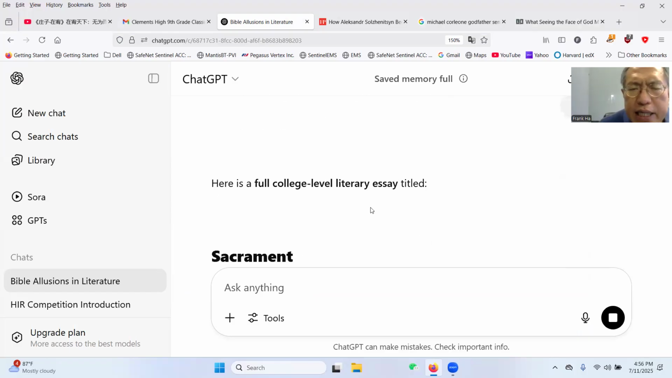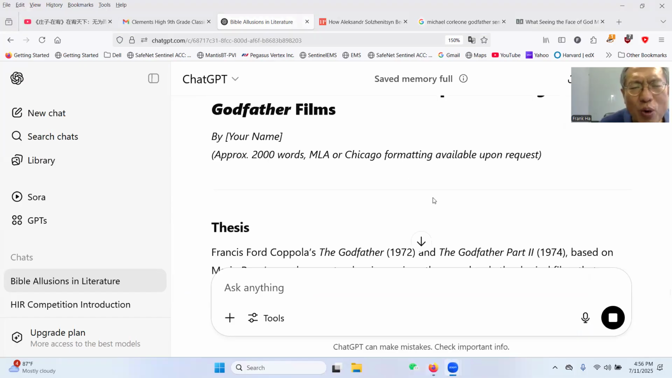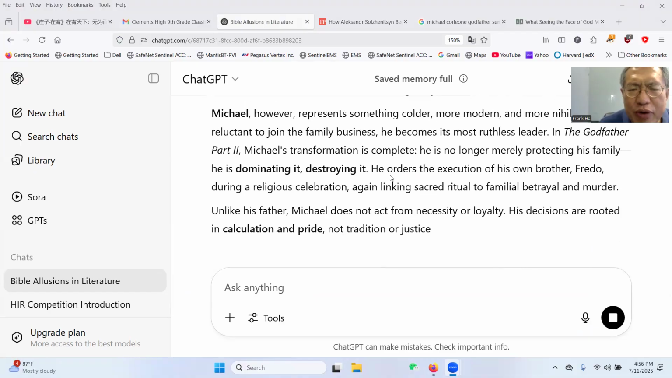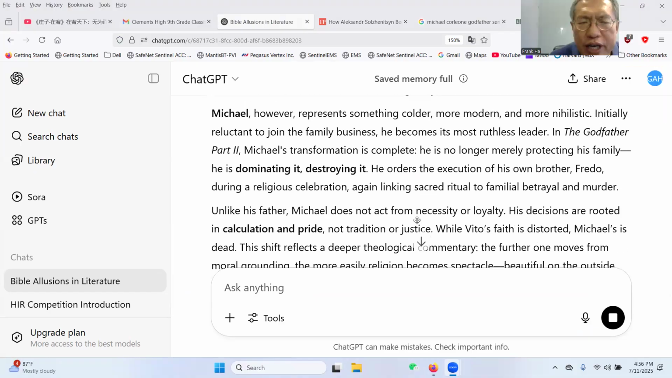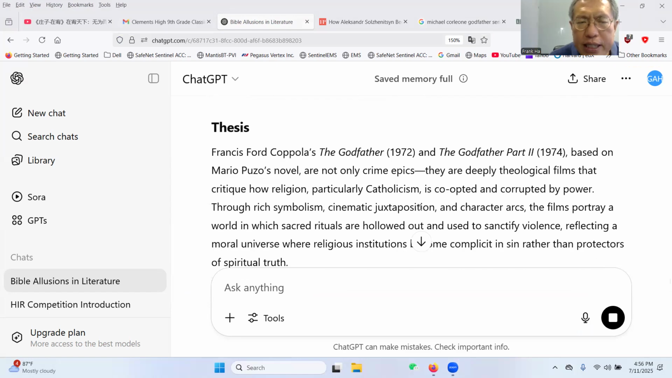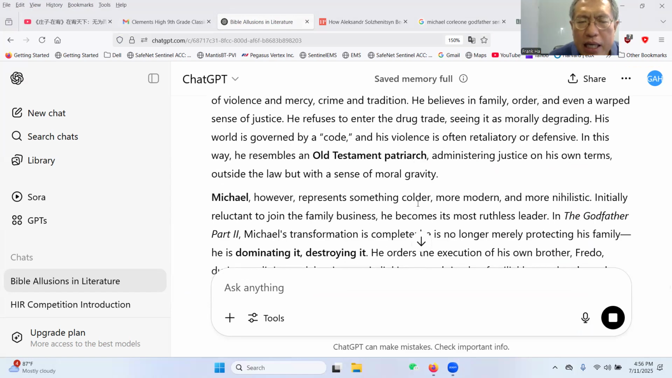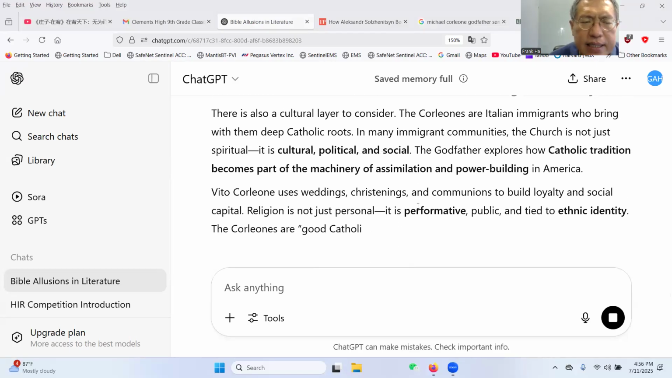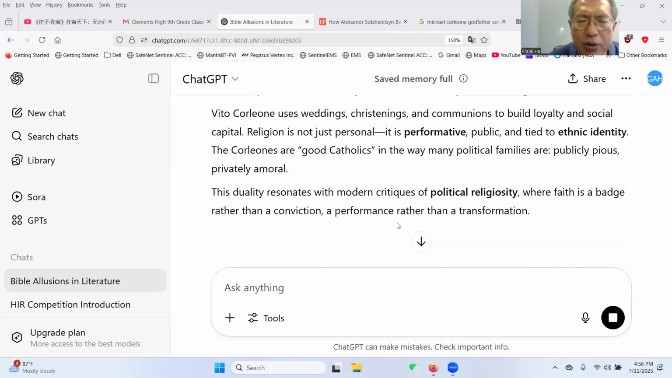If you guys can do that, you will be at 2000 words, Chicago formatting available upon request. Do you understand me? If you can write these kinds of things, you can win a lot of writing tests, and your writing in high school will be the best. Even right now, if you can read and understand it, I already admire you.